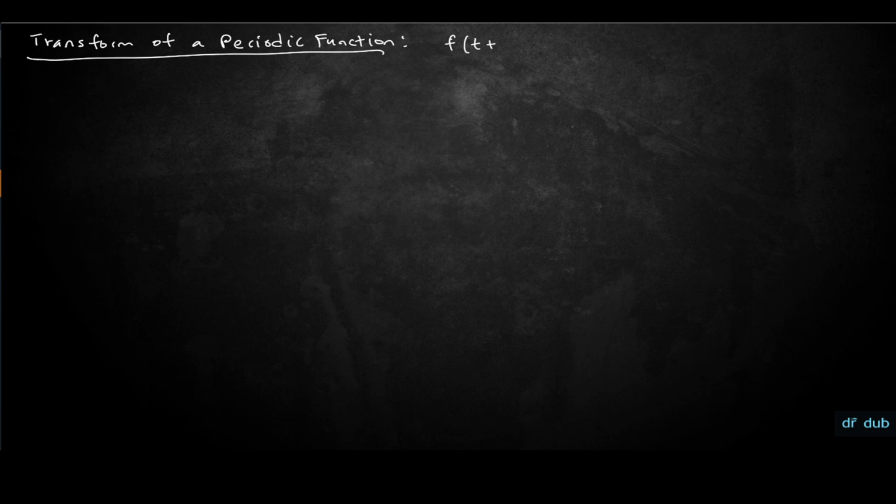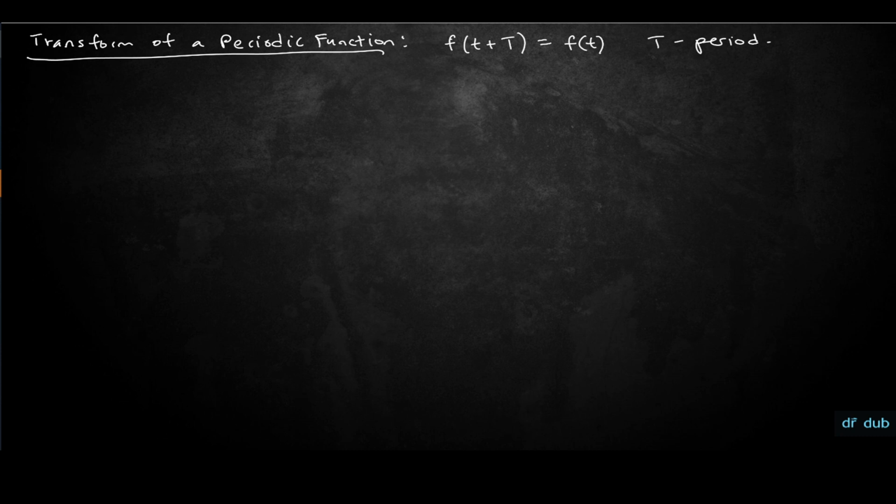Last thing for this section is the transform of a periodic function. You might say, well, I already know that. I already know sine and cosine. Well, what if it's not just sine or cosine? It's any arbitrary function, f of t plus capital T equals f of t, and capital T is called the period. Sure, sine and cosines are special examples of periodic functions, but there are other periodic functions.